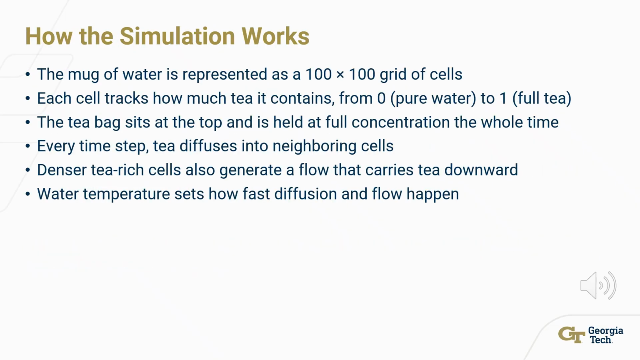In terms of how the simulation actually works, the mug of water is represented as a 100 by 100 grid of cells, where each cell holds a value from 0 to 1 from pure water to full tea. At every time step, tea diffuses into neighboring cells, and denser cells drive a downward flow. The water temperature instead controls how fast both of these processes happen.